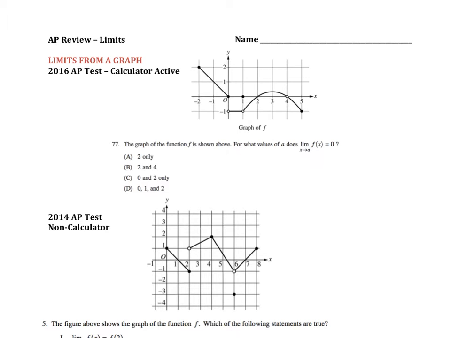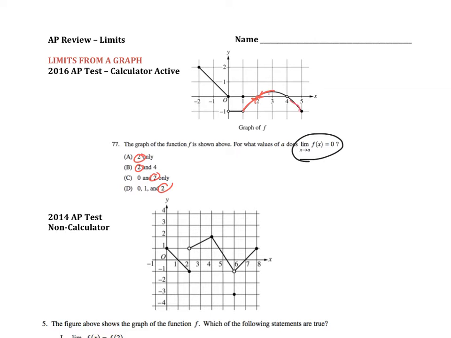All right, let's remind ourselves what a limit is. In problem 77, it wants to know, for what value does the limit as x approaches a equal 0? Well, for a limit to exist, as you approach a value from the left-hand side and the right-hand side, they have to meet at the same coordinate. So if I approach 2 from the left and the right, do you agree that they both meet at 0? So I think 2 is a good answer.